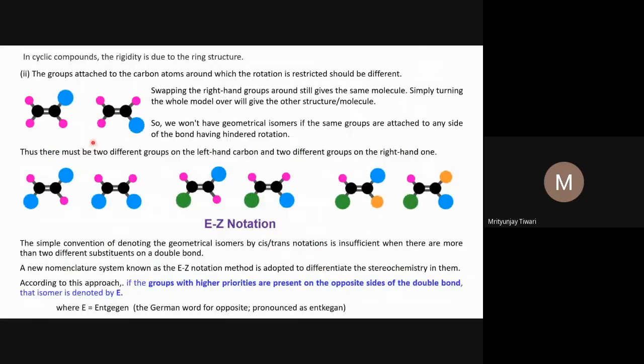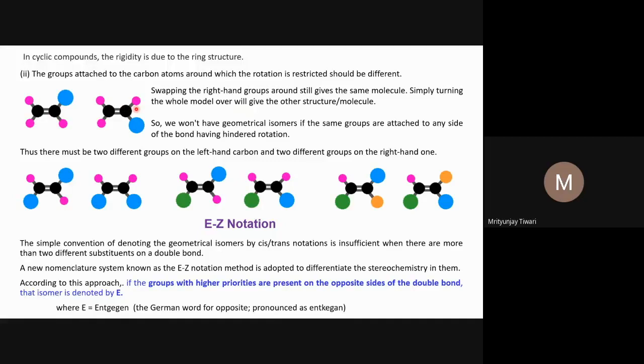Now the second criterion is that the groups attached to the carbon atoms around which the rotation is restricted should be different. The first criterion is that there should be restricted rotation, but even if there is restricted rotation, it doesn't mean the compound will necessarily show geometrical isomerism. Why not? Let's see. If the two groups attached to a particular carbon atom are the same, then such compounds do not show geometrical isomerism.